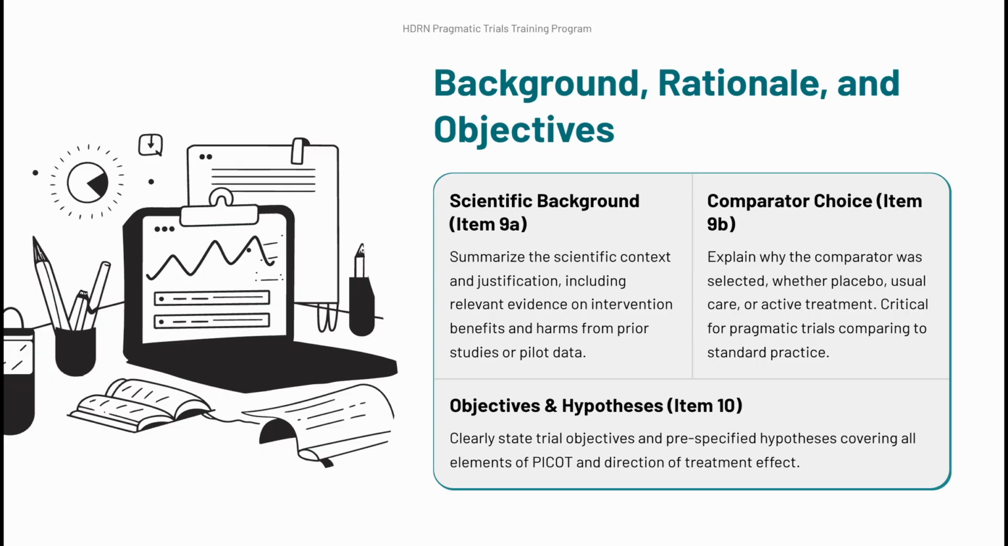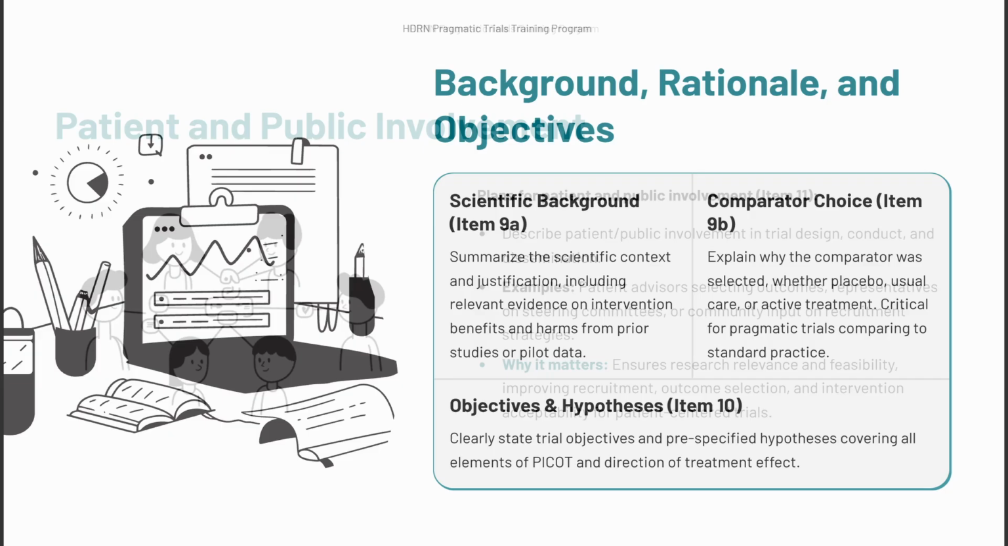Next is item 10, specific objectives and hypotheses. Here, you clearly state the primary and secondary questions the trial is designed to answer. Some protocols phrase objectives as questions, some as hypotheses. For example, the hypothesis might say, for adults receiving usual care in routine healthcare settings, the intervention, compared with usual care alone, will reduce hospitalizations by 20% over 12 months.